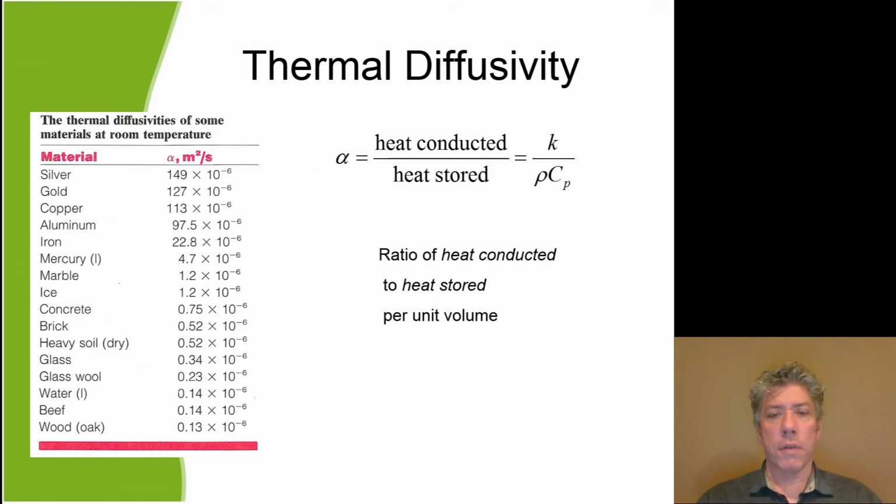Now, thermal diffusivity is a different parameter of materials than thermal conductivity, although it involves thermal conductivity. So if you look at the equation for thermal diffusivity, which is given the symbol alpha, really it's the ratio of heat conducted to heat stored. Now you might think about this and think, well, what is that supposed to mean?